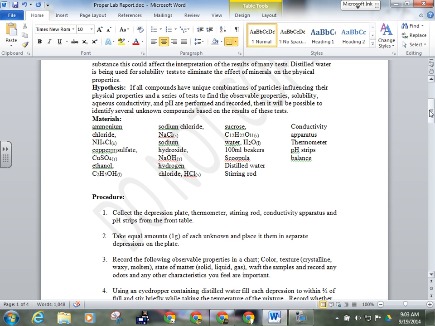But a lot of people said it was ammonium chloride. When this hits water, what does it separate into? Ammonium, NH4, and chloride. It doesn't separate into hydrogen. Ammonium stays together, so it's not acidic.